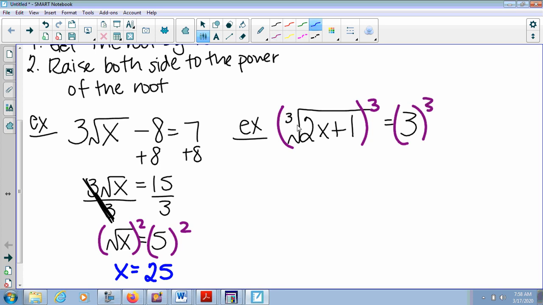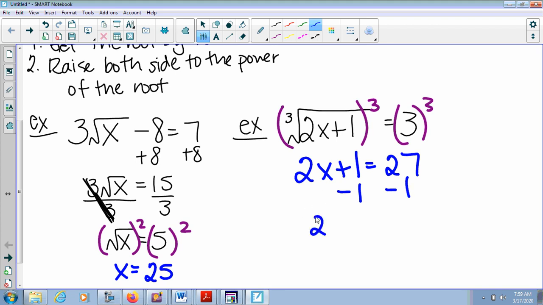Okay. So the cubed root cube, that's going to cancel out, and we're left with 2x plus 1 is equal to, and 3 to the third power is 27. If you didn't know that, you can put that in your calculator, that's fine. Alright, so now if we want to get x by itself, this is just a 2-step equation, y'all can do this in your sleep.